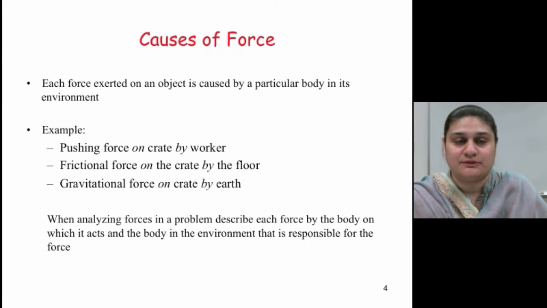Now, what is the cause of a force? Each force exerted on an object is caused by a particular body in its environment. For example, pushing force on the crate by a worker, the frictional force on the crate by the floor, or gravitational force on the crate by the earth. So, when analyzing forces in a problem, please be very careful to describe each force which acts on the body and the body in the environment that is responsible for the force.